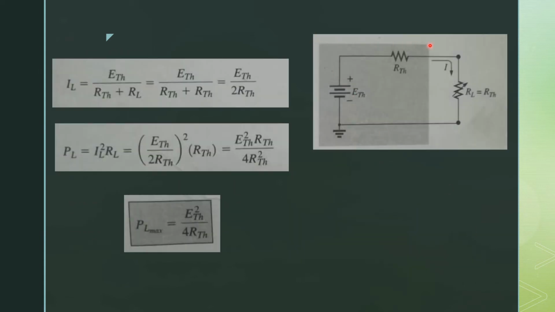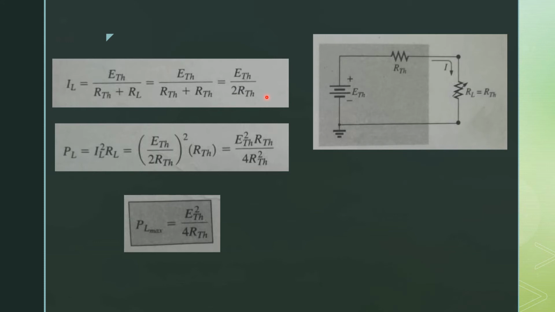From this figure you will see that this is a simple series circuit. So when we calculate the current of the series circuit, the current through the load resistor is equal to the total voltage, which is E Thevenin, divided by the total resistance of the circuit. Total resistance of the circuit is basically R Thevenin and RL. When we are dealing with maximum power transfer, RL is equal to R Thevenin, so we can replace it: E Thevenin divided by R Thevenin plus R Thevenin. So the current through the load resistor is equal to the total voltage divided by 2 times R Thevenin.